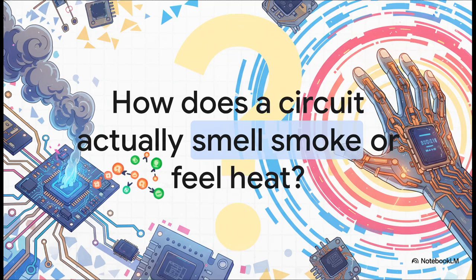But light is really just one sense. And that brings up a pretty compelling question. How does a digital electronic circuit actually go about smelling something like smoke in the air, or feeling the sudden presence of a hazardous gas? Well, let's take a look at the ingenious mechanics behind how this actually works.